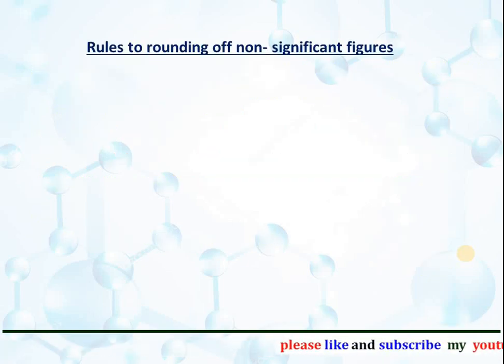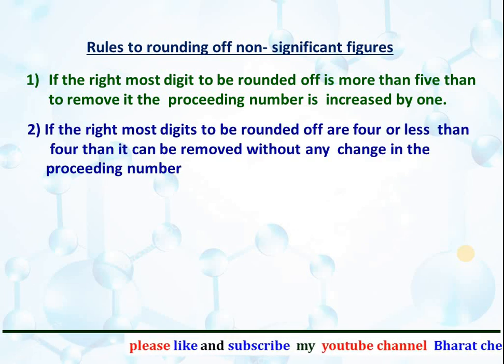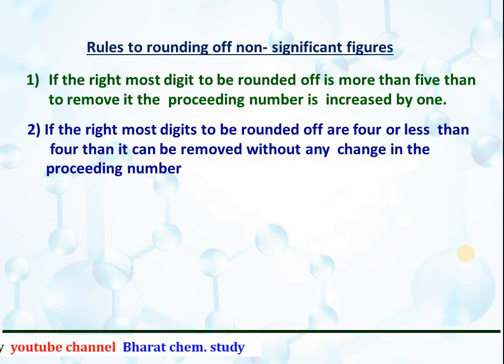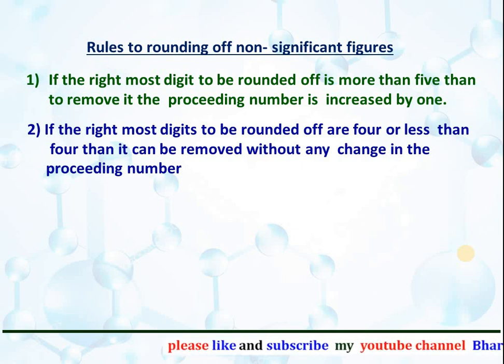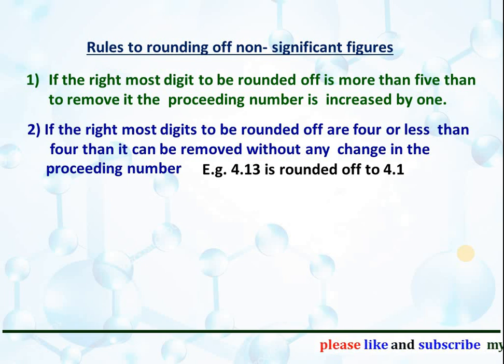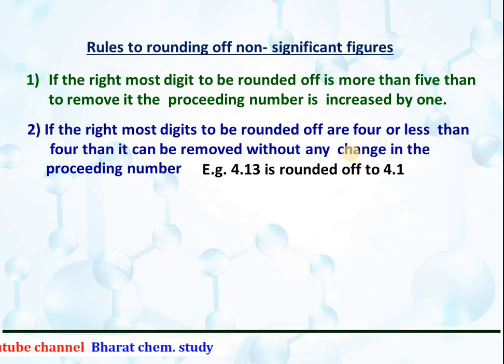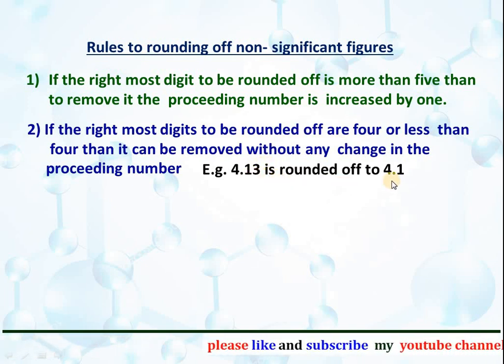Rules for rounding off single figures: if the rightmost digit to be rounded off is more than 5, then to remove it we have to add 1 to the preceding number. If the rightmost digit to be rounded off is 4 or less than 4, then it can be removed without making any change in the preceding number, which we have already studied in our previous classes. For example, 4.13 is rounded off to 4.1. Since 3 is less than 4, we will not add anything to the 1, so the answer will be rounded off as 4.1.